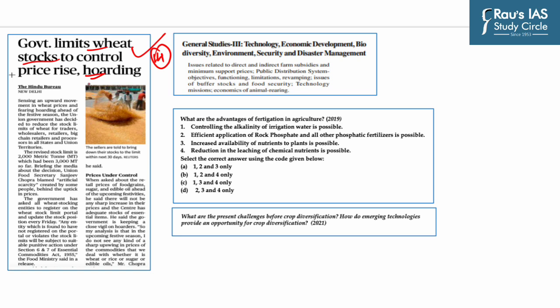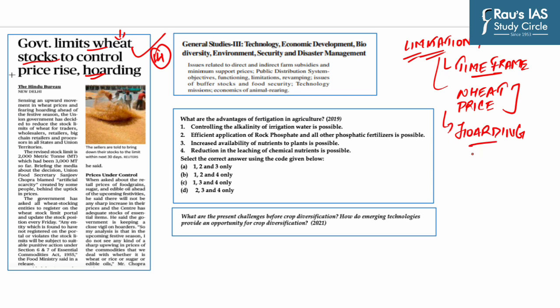Now here, what does the term wheat stock limit mean? Typically, it refers to the government-imposed limitations or regulations on the amount of wheat that can be held in reserve or traded within a specific time frame. These limits are often put in place to stabilize wheat prices, prevent hoarding and ensure an adequate supply of wheat for consumers. For this we have the wheat stock limit.